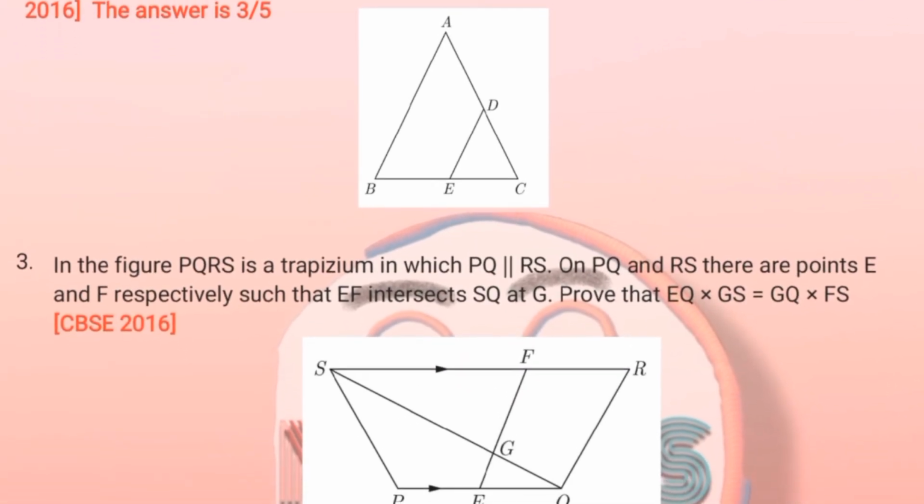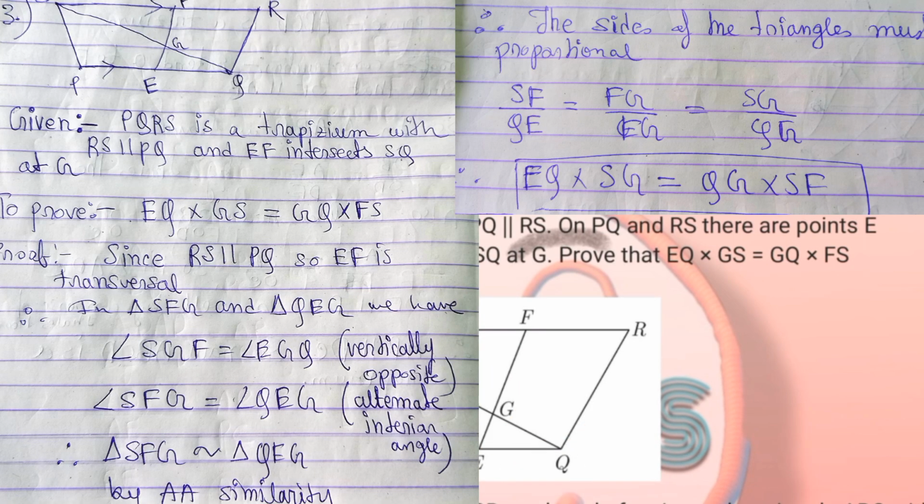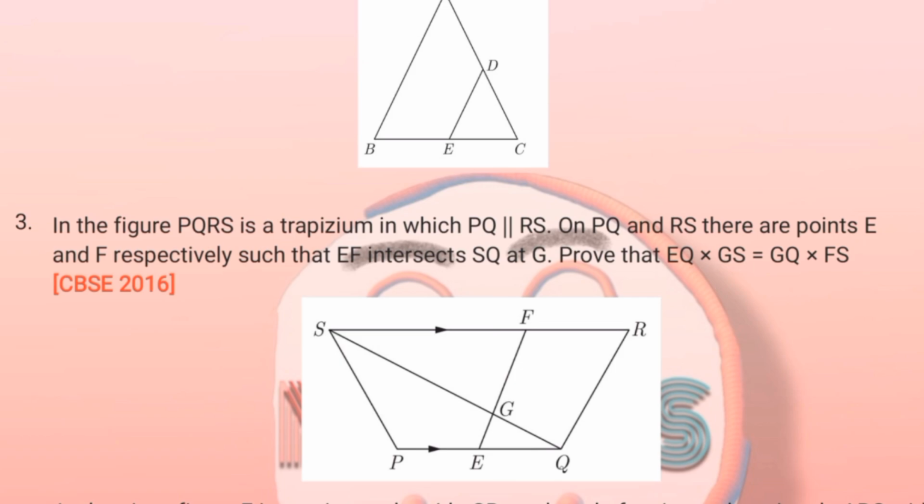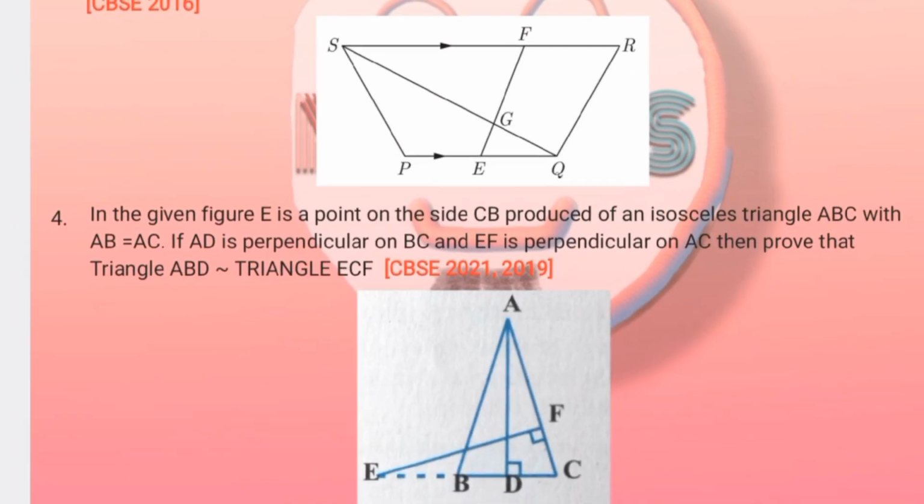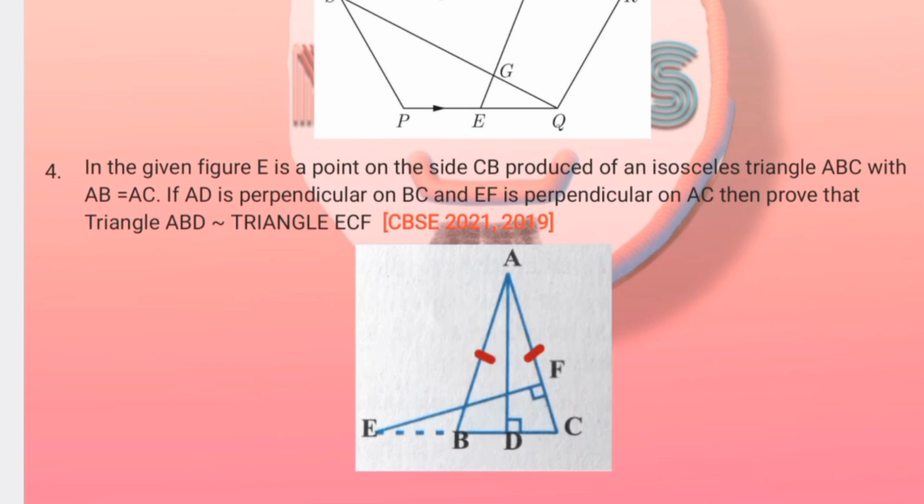Third question, you have to prove these two triangles similar by double A similarity. After that, we know that when two triangles are similar, their sides must be proportional to each other, right? So let's move on to question number 4. Okay, it is given that AB equals AC, so angle B must be equal to angle C. So now we can prove these two triangles similar. Okay, it was very easy.